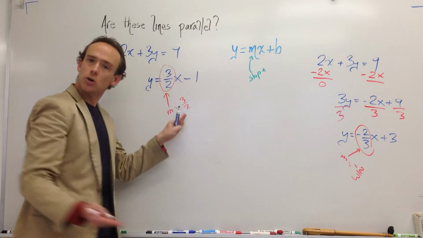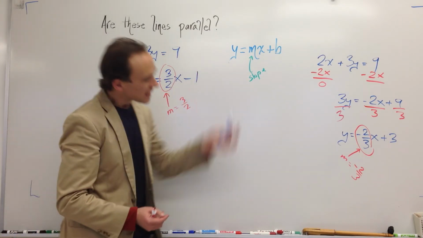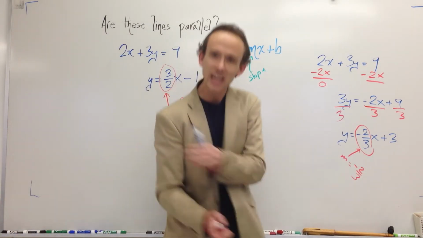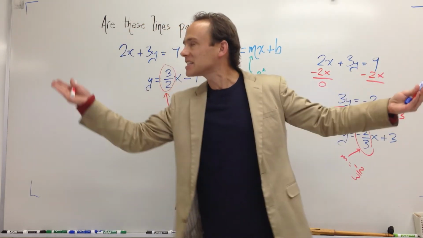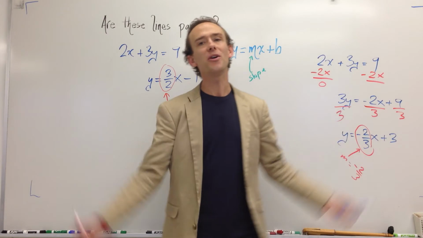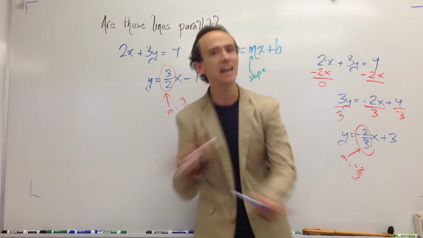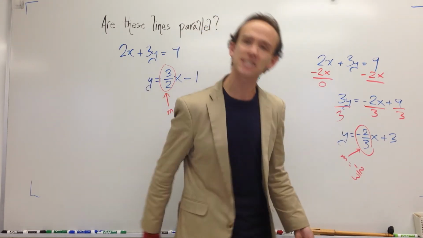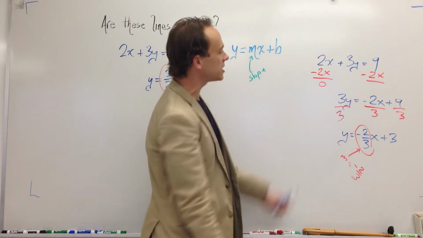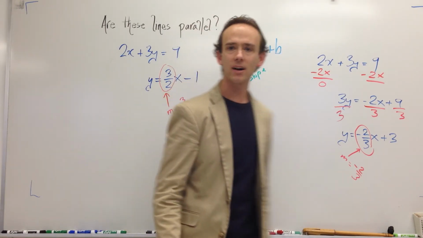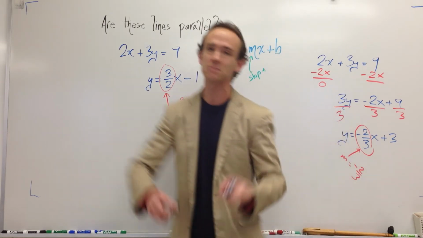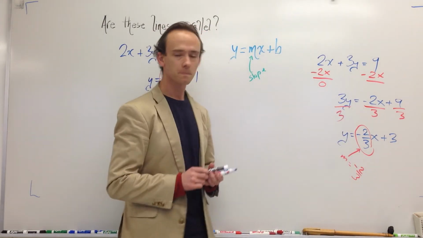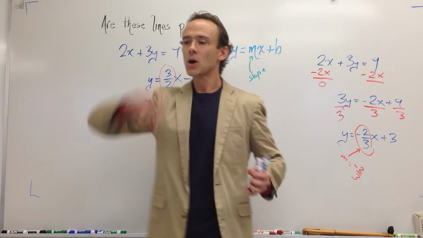Well, this one's slope is 3/2. This one's slope is negative 3/2. Negative 3/2 is not the same number as positive 3/2. Therefore, these lines, they are not parallel. They're not parallel today. Tomorrow, if you watch this video, they're still not going to be parallel. They're never going to be parallel because they don't have the same slope. Parallel.